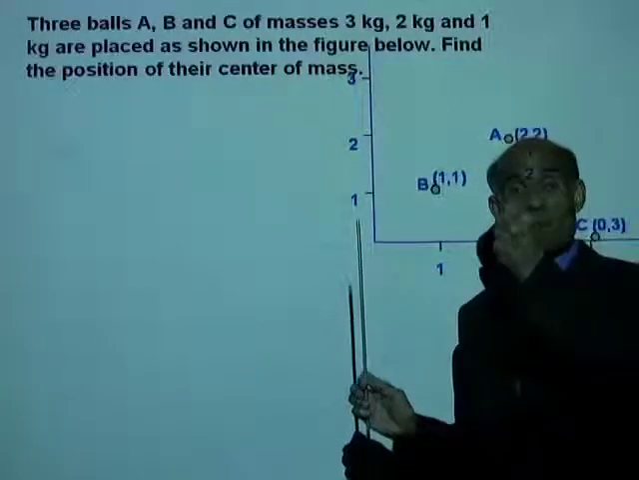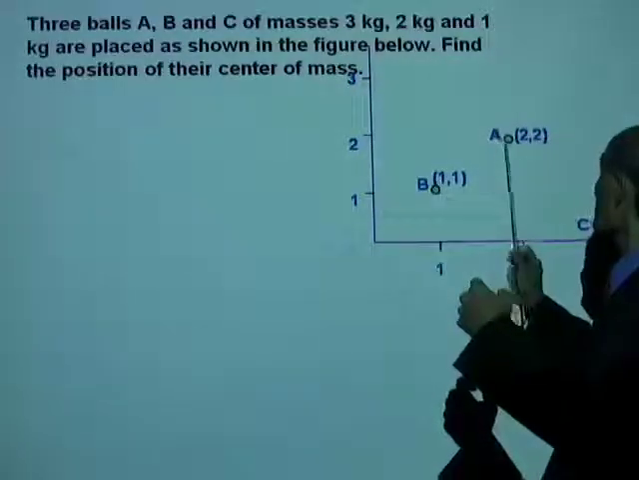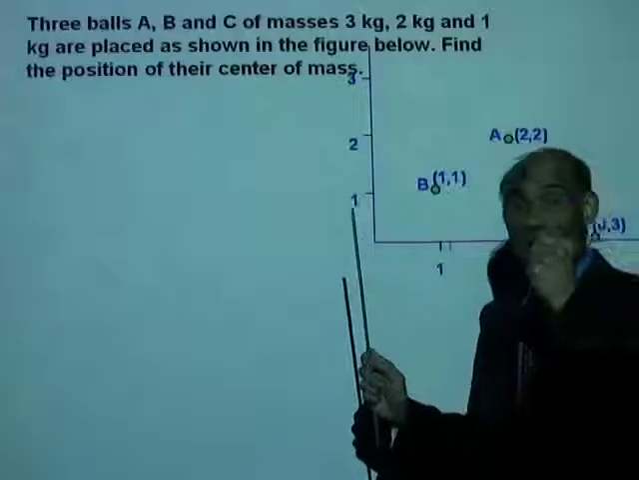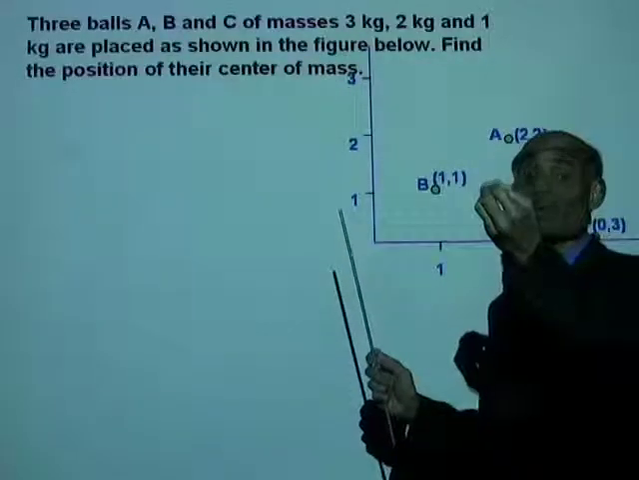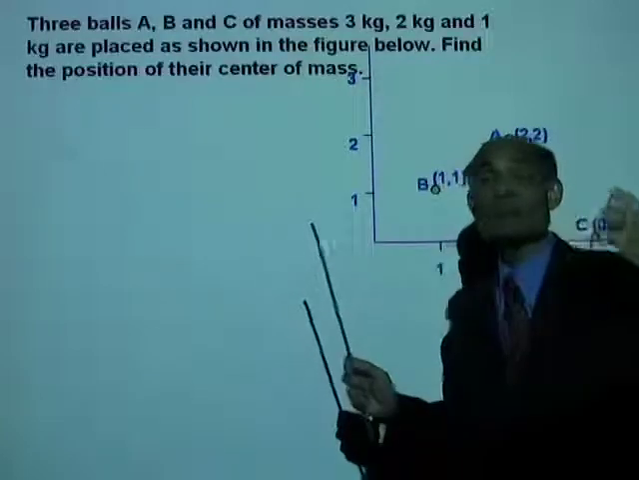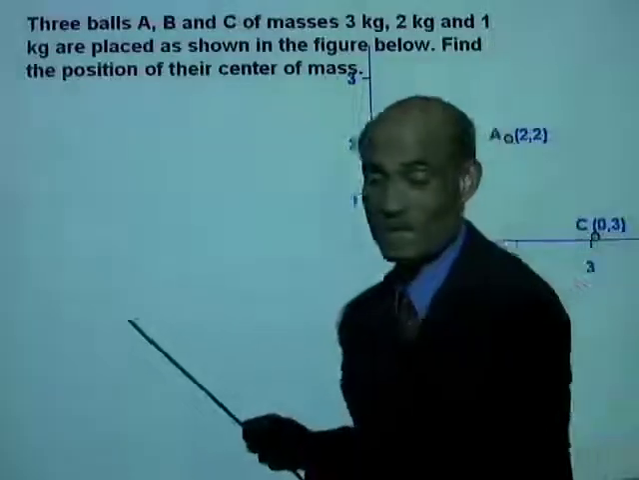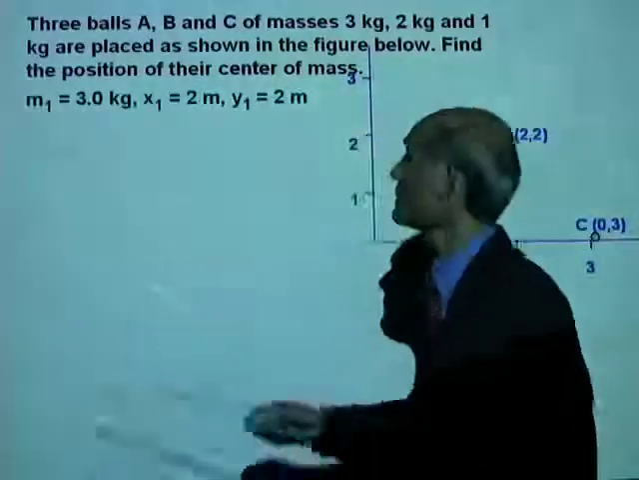The center of mass of these 3 objects will have an x value and a y value. And we can find them separately by using the x center of mass formula and the y center of mass formula. Alright, let's do that.